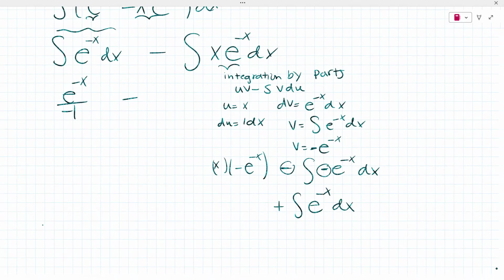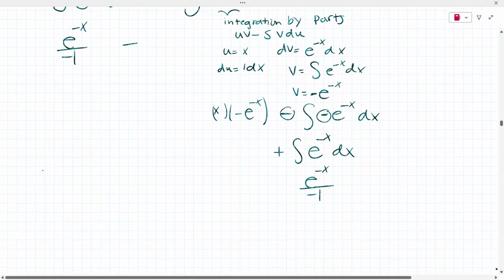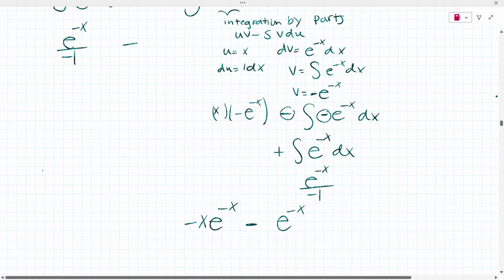What is the integral of e to the negative x dx? It is e to the negative x divided by the derivative of negative x, which is negative 1. What's x times negative e to the negative x? You can rewrite that as negative x e to the negative x. And then you have this extra minus, so it's minus e to the negative x. Over here, the integral of e to the negative x was negative e to the negative x.